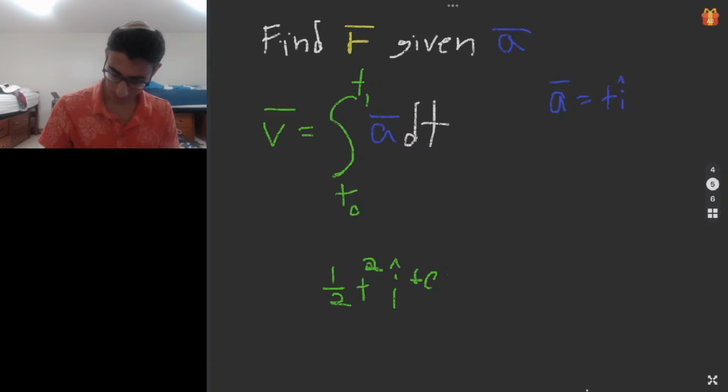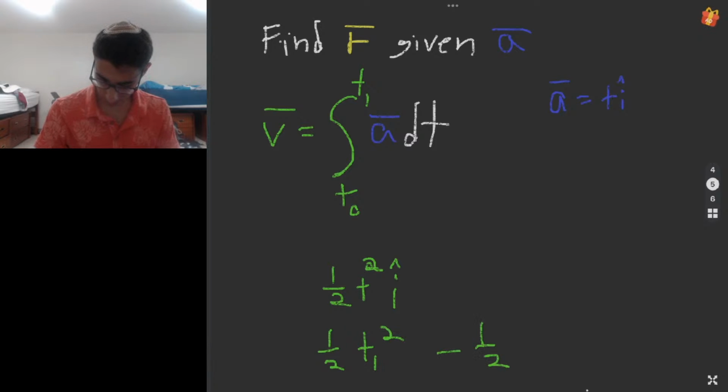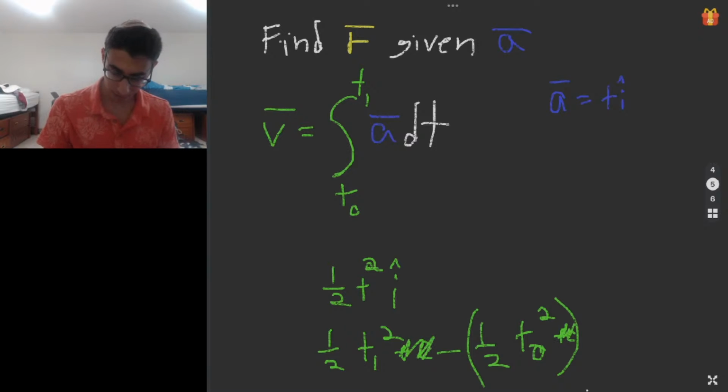So anyway, to take care of the fact that c is there, we really do 1/2 of t sub 1 squared minus, in parentheses, 1/2 of t sub 0 squared, right? Now imagine if there was a constant, so like plus c and plus c. Because the negative is over here, this would become minus c, and so that would cancel with this. So this literally takes care of our constant.